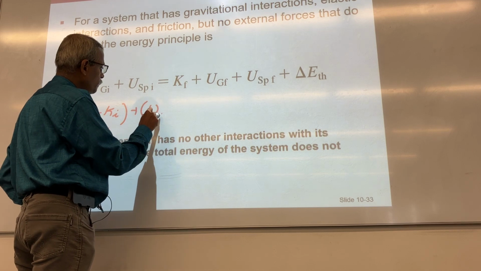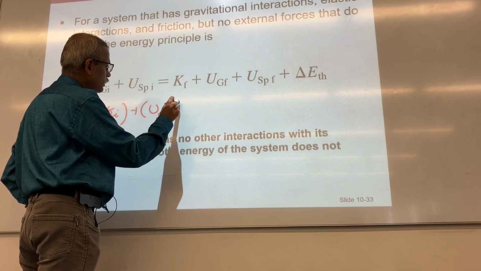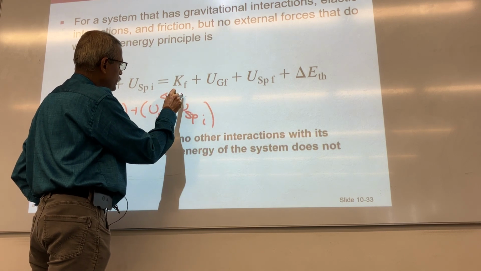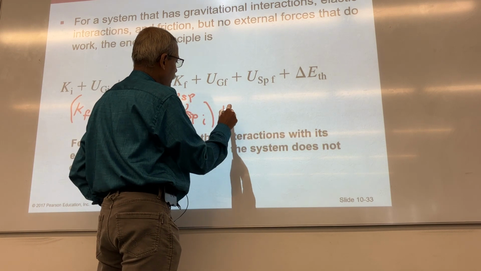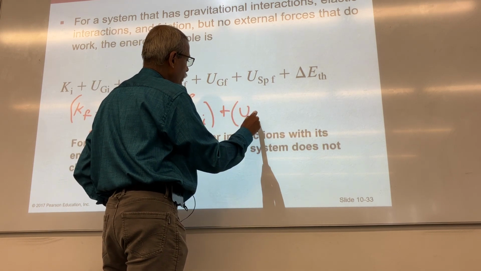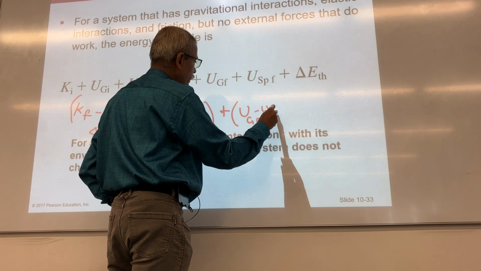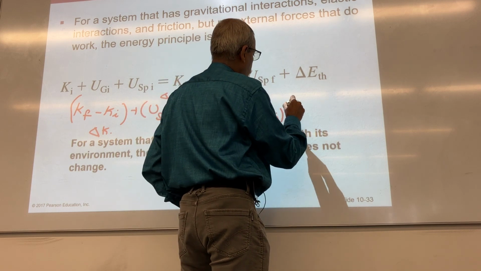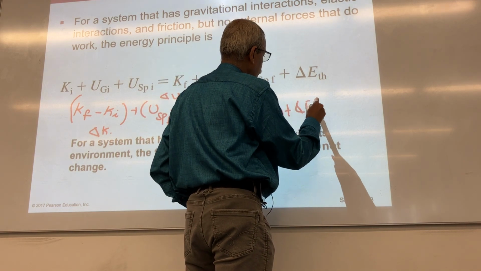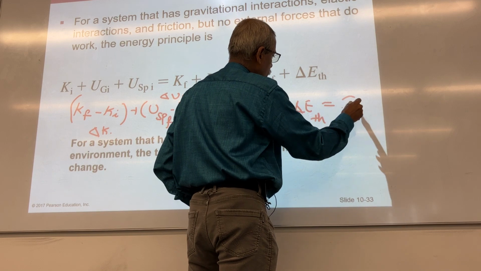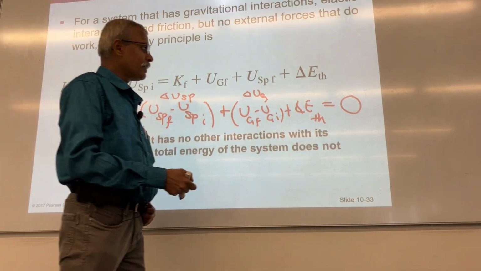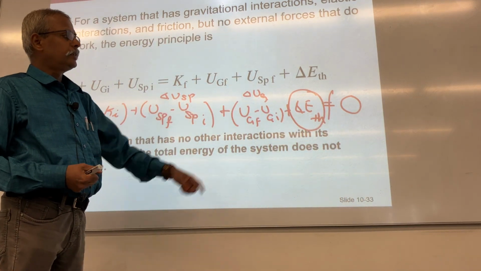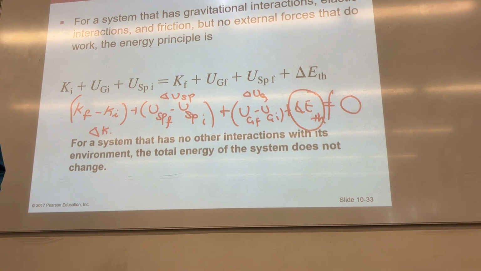plus U final minus U initial, that's coming from delta U_SP, plus U_G final minus U_G initial, that is delta U_G, plus delta E_TH is equal to 0, not 0. Basically you cannot make this term 0 because it is pretty much the friction term.